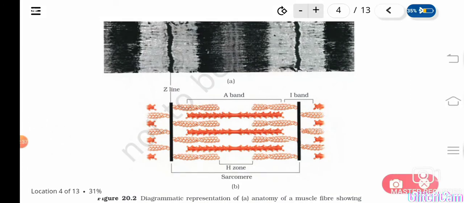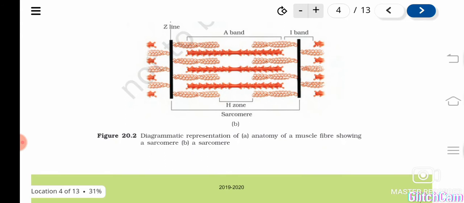One A band will be there, then one I band, then again A band, likewise. But you can see in the resting stage, the edges of the I band just overlap over the ends of the A band, but it will be leaving a space. So this space, which is left by the I band, is known as the edge zone. Edge zone, and you can see it clearly here.